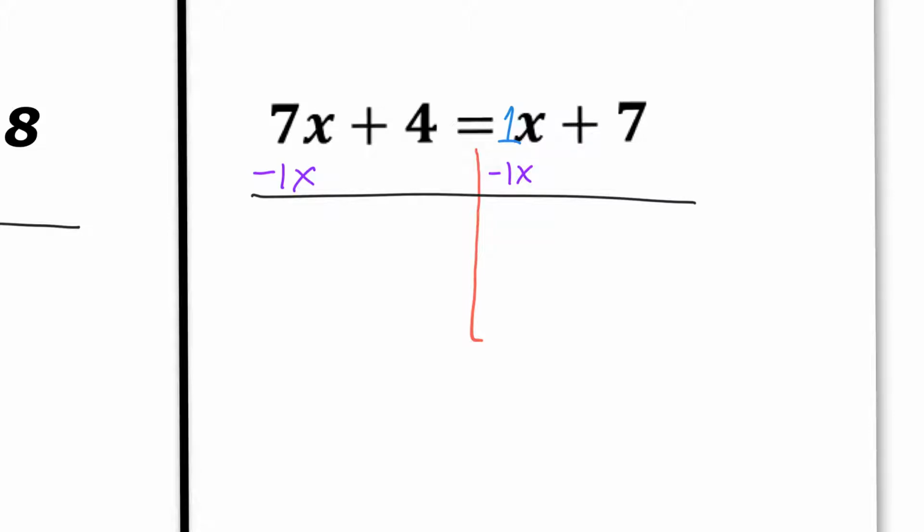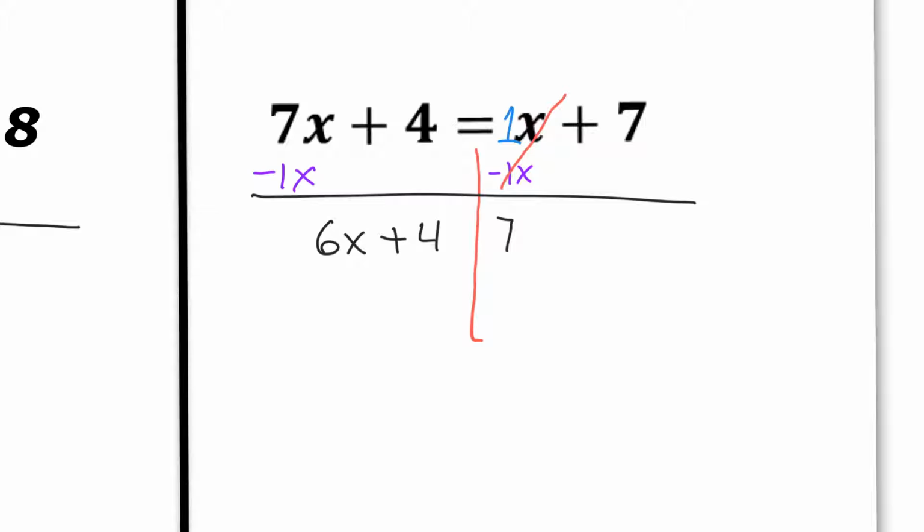So I'm going to combine like terms here, 7x minus 1x. Well, that's going to be 6x. You take from 7x, you take away 1x, so it's 6. You bring down the plus 4. On the other side, this cancels. 1x minus 1x, that's 0. And you bring down the positive 7. Then you go to step number 2.